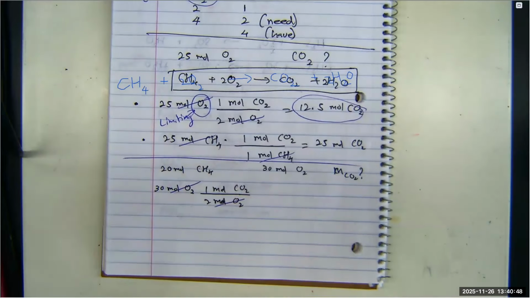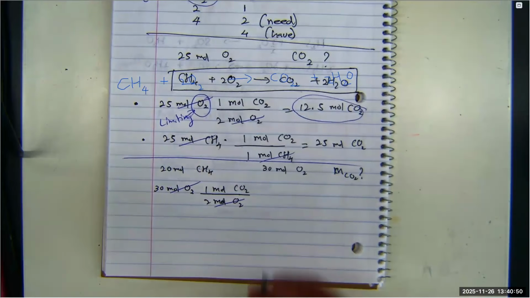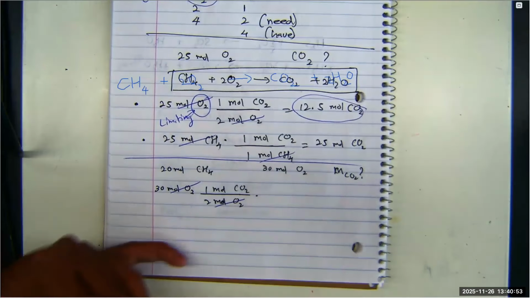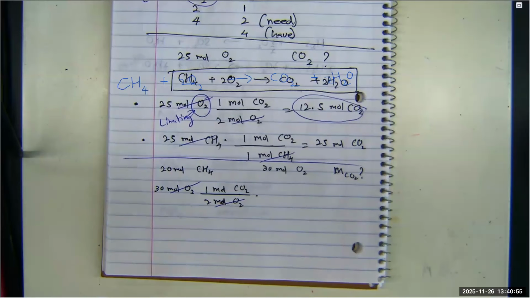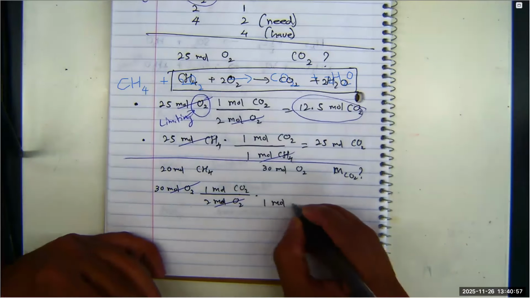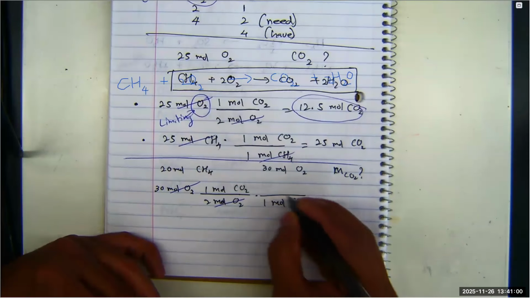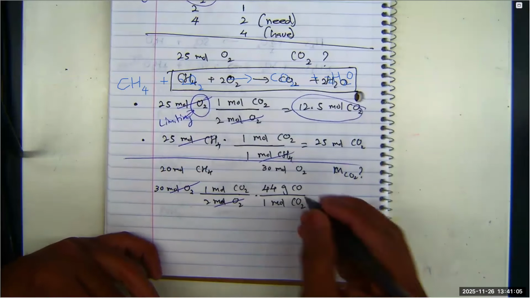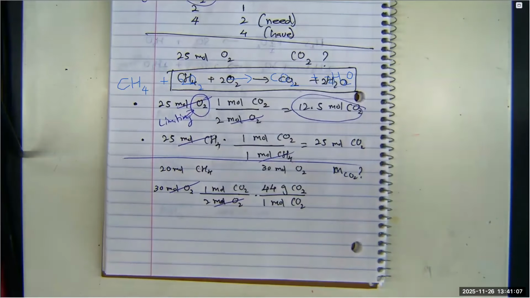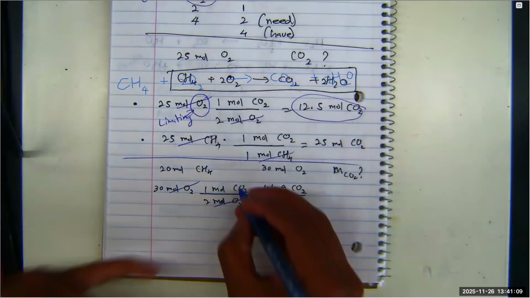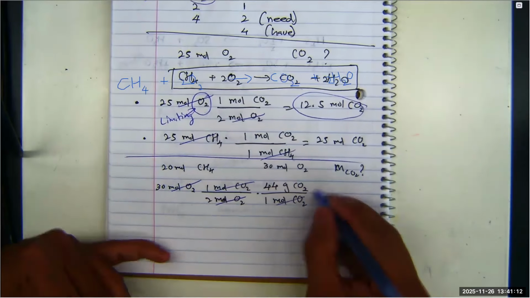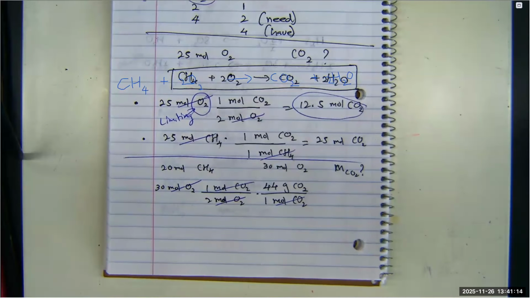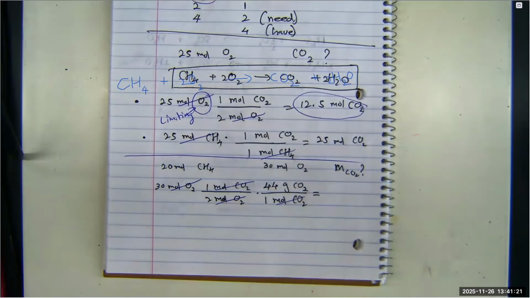Now, if I do that, I'm going to end up with the moles of carbon dioxide, but I don't want moles of carbon dioxide. What I want is grams of carbon dioxide. Now I know 1 mole of carbon dioxide has a mass of 44 grams. Okay, 1 mole of carbon dioxide is 44 grams of carbon dioxide. If I do that, I can get rid of my moles of carbon dioxide, and I'm going to end up with grams of carbon dioxide at the top. That is what I decided to do. That's where I want to end up.